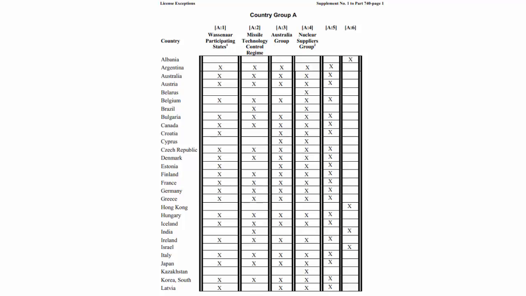The X in the box here means that the country in question participates in these particular agreements. So pick one from right at the very top, Argentina. X in the box, that means they're a part of the Wassenaar Agreement, also a part of Missile Technology, Australia Group, Nuclear Suppliers Group.